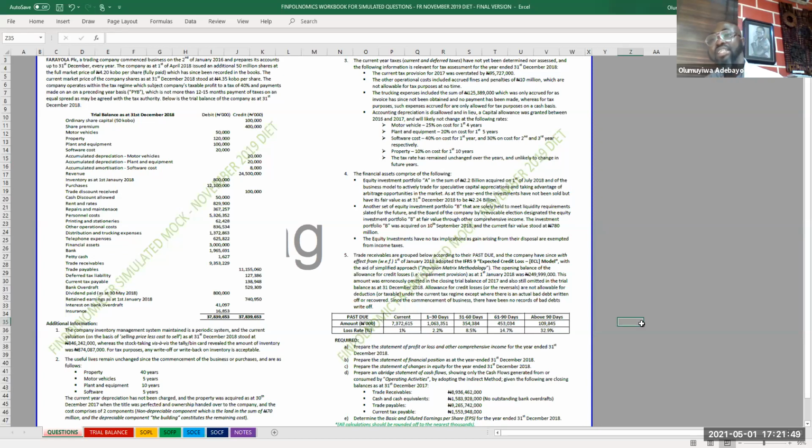Who can tell me the essence of why you are trying to emphasize the difference between land and building for the property? I think they are doing that for us to know which portion of that amount of property should be subjected to depreciation and which one would not be subjected to depreciation. You have answered it appropriately.